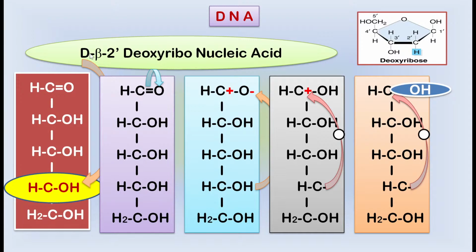Why D? The ribose sugar present in the DNA contains the penultimate position OH group on the right side. So it is D. Why beta? The newly formed anomeric carbon contains the OH group on the left side. That's why beta. Why 2'? In the second position, instead of OH, only hydrogen is present. So 2' deoxyribonucleic acid. This is the explanation for why the name DNA is given like this, D beta 2' deoxyribonucleic acid.